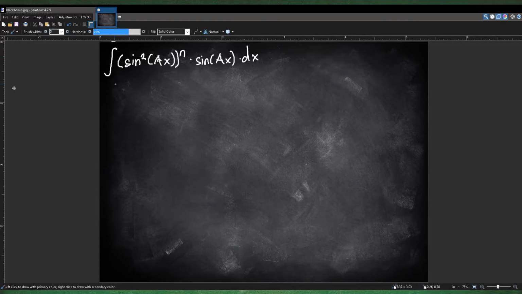So why do I do this? Well, we have a sine squared of ax. This is a special property with odd powers, because when it's odd, it makes an even function. And with this even one, we can substitute it with a Pythagorean trigonometric identity, and say this is 1 minus cosine squared of ax, raised to the power n, times sine of ax.